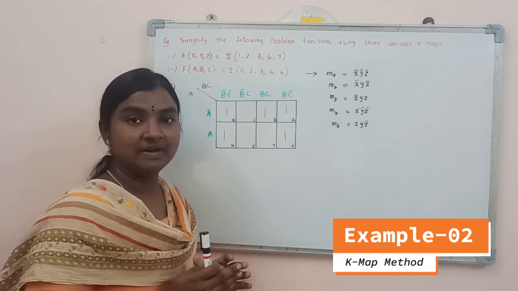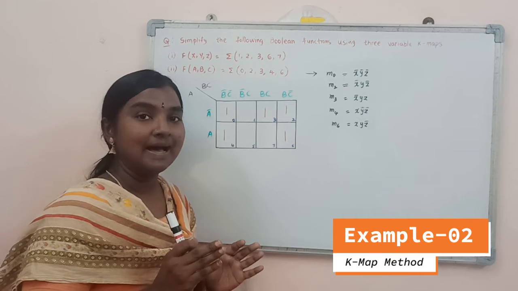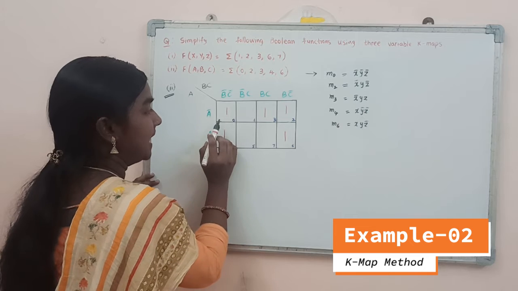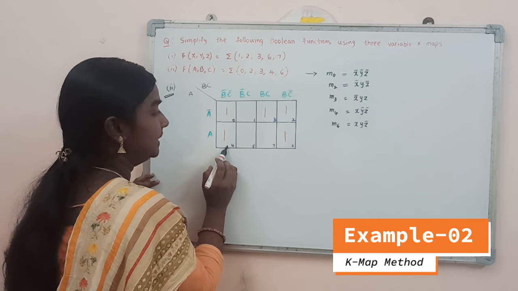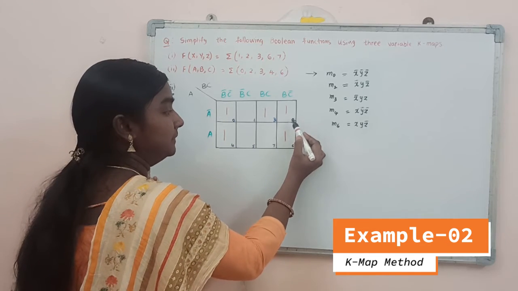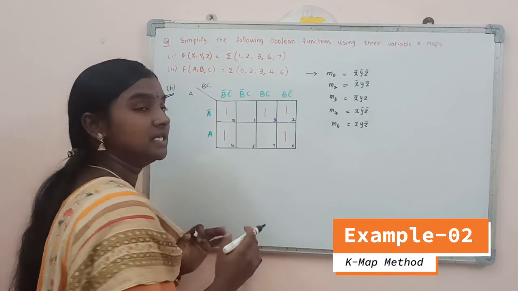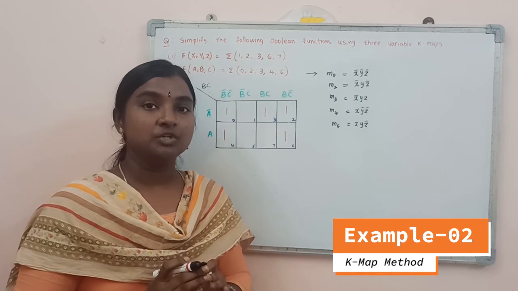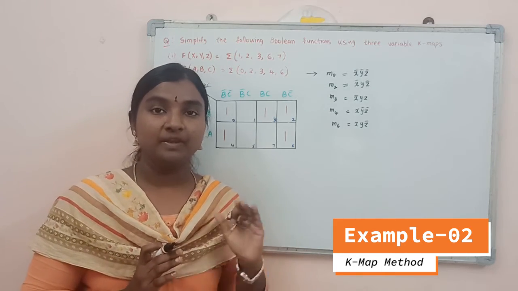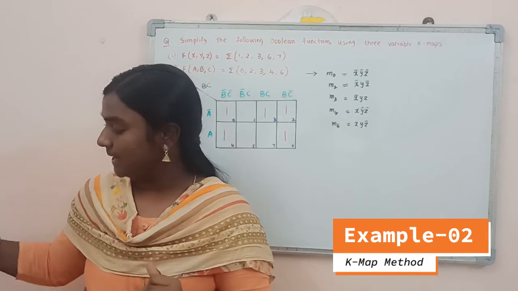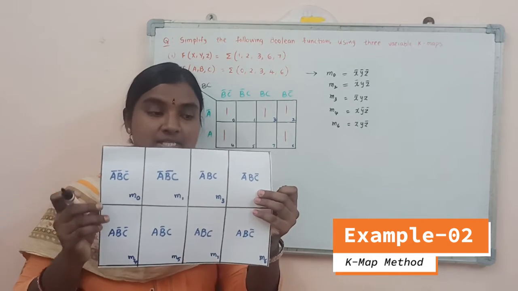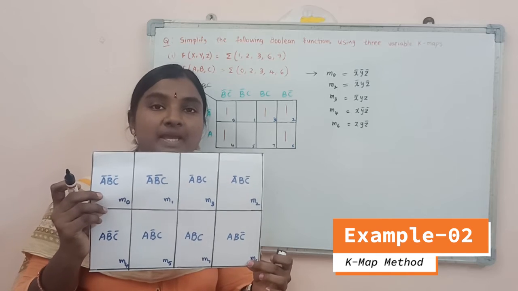Now, to simplify this function, we need to group the adjacent ones. So, here if we observe this 3 variable K-map, the m0 minterm and m4 minterm, these two ones are adjacent to each other, and m2 minterm and m6 minterm, these two ones are also adjacent to each other. So, by considering these four ones, we can make a group here. If we compare this 3 variable K-map to a page, the minterms M0 and M4 will be adjacent and M2 and M6 will be adjacent.